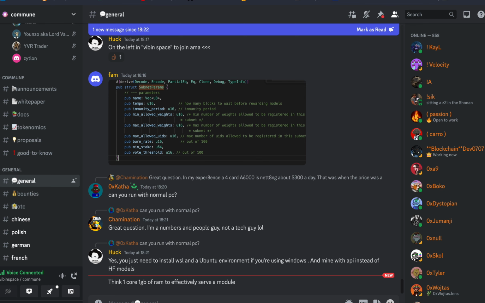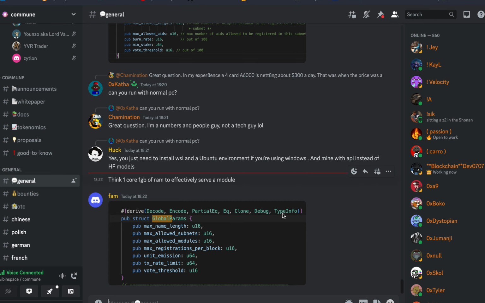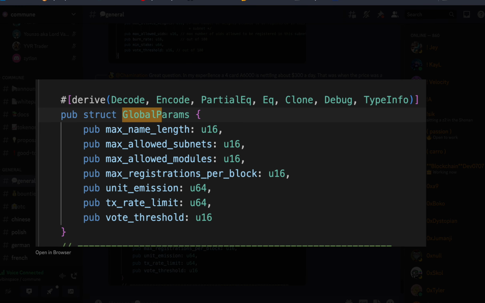So I'm going to share the global params. And so, yeah, the global params is like, what's the max name length? What's the max number of subnets you can have? What's the max allowed total modules? And so these are just parameters that are across all subnets.